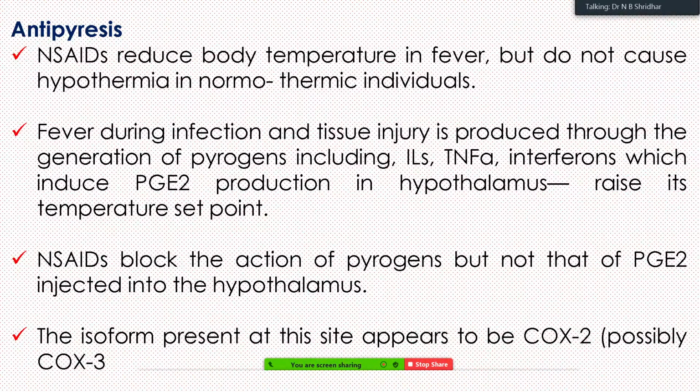NSAIDs block the action of pyrogens but not that of PGE2 injected into the hypothalamus. So, the isoform at this site appears to be usually COX-2 possibly, and some of them may be COX-3 also.